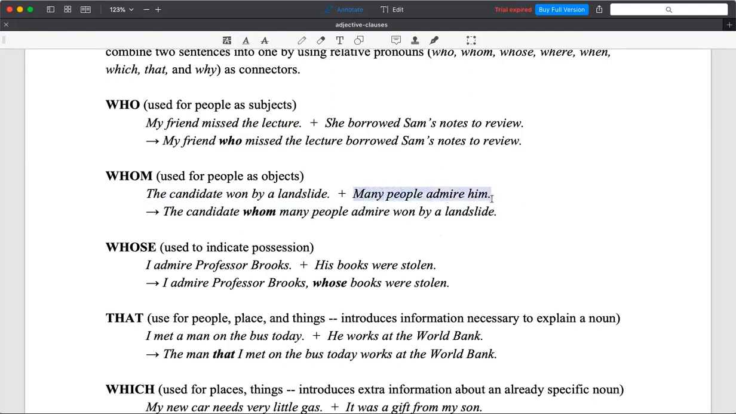Usually, we put the adjective clause or phrase right after the noun that we describe. Sometimes we put it at the beginning of a sentence before the noun for stronger meaning, which we're going to discuss later on today.